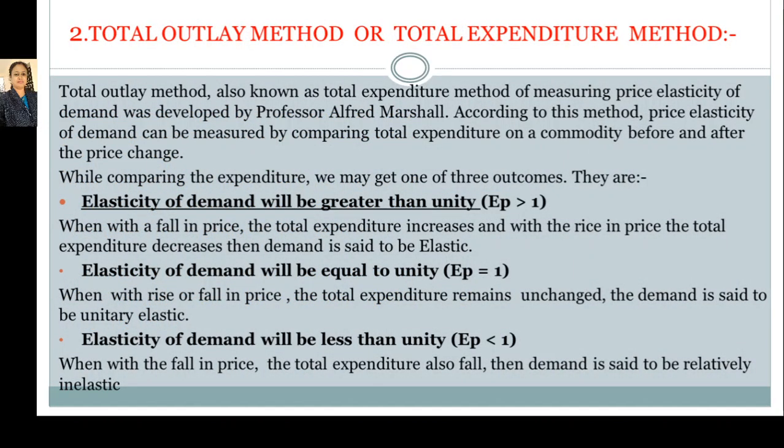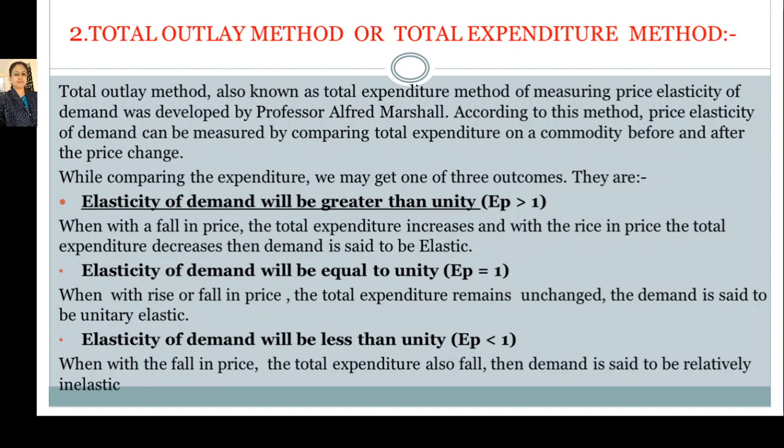The second method is the total outlay method or total expenditure method. Total outlay method, also known as total expenditure method of measuring price elasticity of demand, was developed by Professor Alfred Marshall. According to this method, price elasticity of demand can be measured by comparing the total expenditure on a commodity before and after the price change.